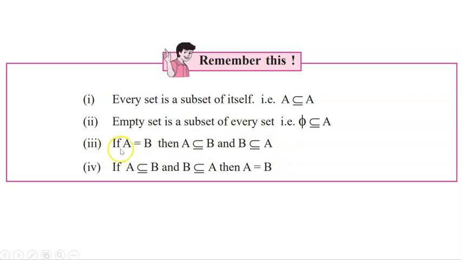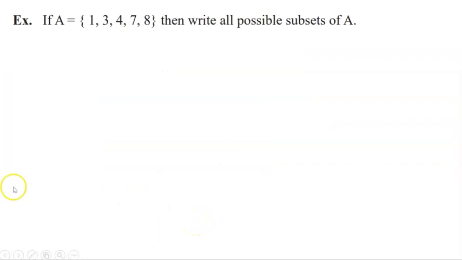Okay, next, if A is equal to B, then A is a subset of B and B is a subset of A. This is very important. If A is a subset of B and B is a subset of A, then A is equal to B. Okay, म्हणजे या पार्टचा कॉन्व्हर्स घेतलेला आहे. If A is equal to B, it means that A हा B चा सबसेट आहे आणि B हा A चा सबसेट आहे. आणि याचा कॉन्व्हर्स काय होऊ शकतो? If A is a subset of B and B is a subset of A, it means that A is equal to B. Okay.